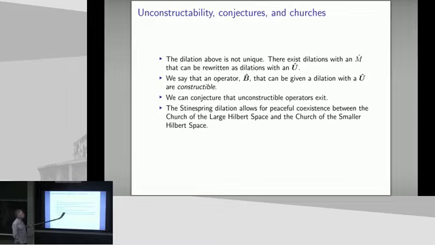Now, in standard time-forward quantum theory, the Stinespring dilation allows for peaceful coexistence between the church of the larger Hilbert space and the church of the smaller Hilbert space. Because in the church of the larger Hilbert space, you say, well, I just have a unitary acting on some pure state, and I can always recover that picture using the Stinespring dilation. So these two churches can get along, even though they have fundamentally different beliefs.